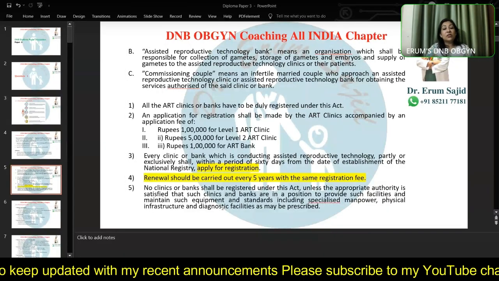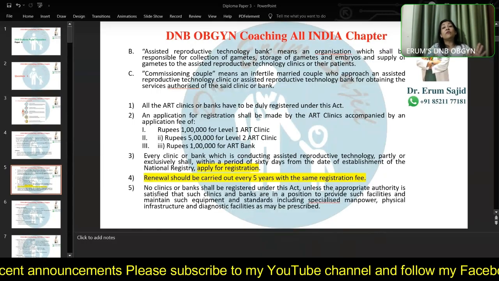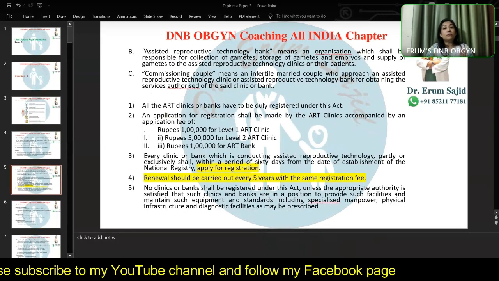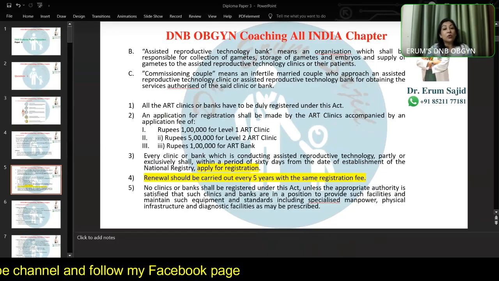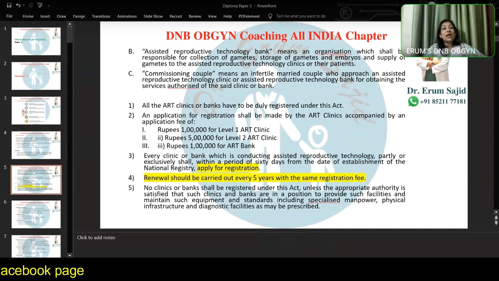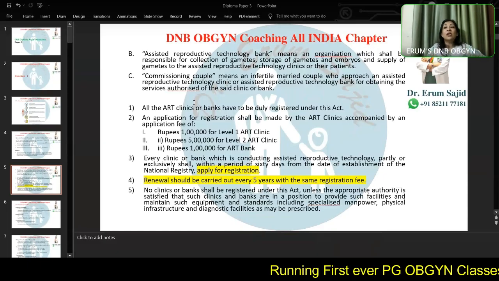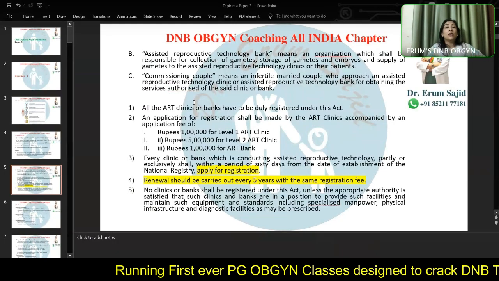No clinics or banks shall be registered under this act unless the appropriate authority is satisfied that such clinics and banks are in a position to provide such facilities. That's very important. So there will be a proper process of scrutinizing, seeing what is going on there, and a lot of other things are being seen. These are the measures utilized to make things organized so that you're able to get ethical practices rather than commercialization of a very wrong chain of events.